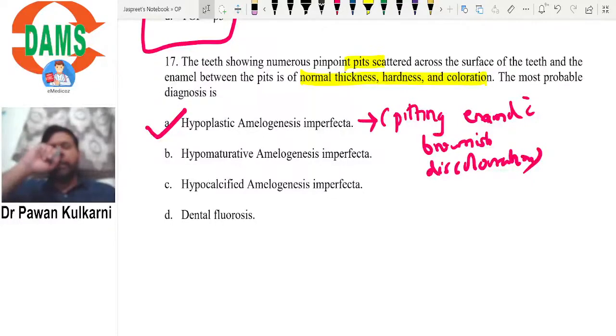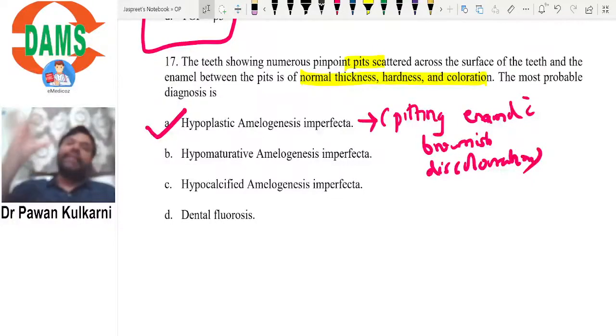Again, that can be a typical image based MCQ where they will give you an image of a tooth, where on the surface of the tooth you are able to see a lot of pits, and those teeth also have brownish discoloration. So this is a feature of hypoplastic amelogenesis imperfecta.